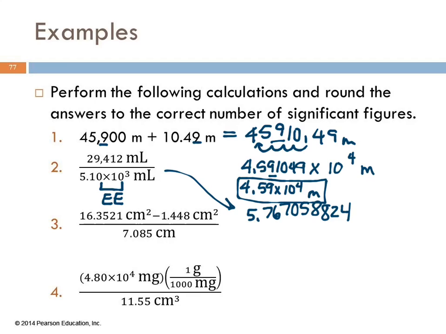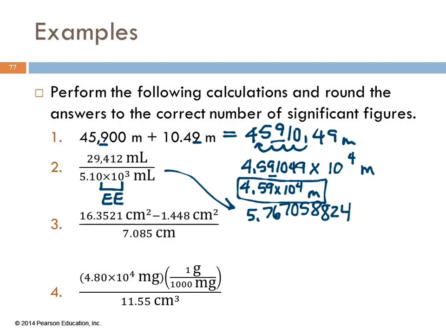Anybody else get that? If you're not doing your scientific notation correctly, what will happen is your decimal point will end up being one place over. And that's an indication that you're using scientific notation incorrectly.